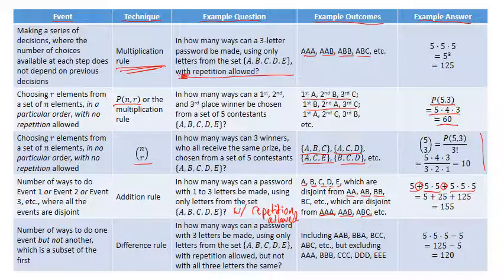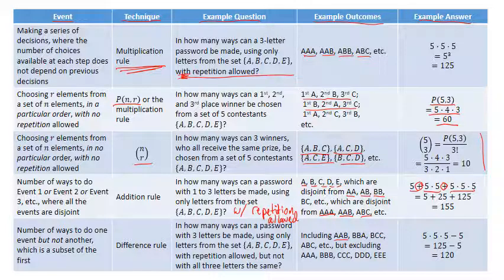And a typical type of problem might be, in how many ways can a password with 3 letters be made using only letters from the set A, B, C, D, E with repetition allowed, but not with all 3 letters the same? So it's basically the same as the first row, except that we have to eliminate all of those passwords where all 3 letters are the same.